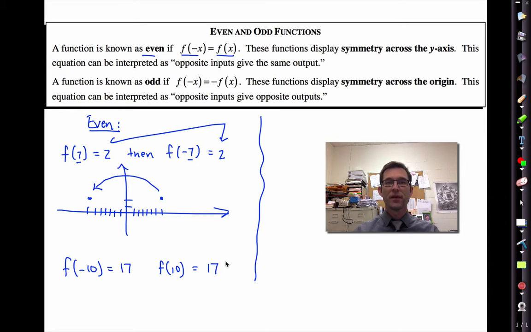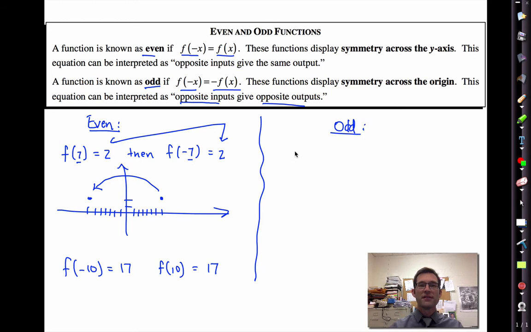Simple enough. A function is known as odd if f of negative x is equal to negative f of x. These functions display symmetry across the origin. This equation can be interpreted as opposite inputs give opposite outputs. So if a function is odd, and let's say I knew that f of 8 was equal to negative 3, then that would tell me that f of negative 8 would be positive 3. Opposite inputs give opposite outputs.